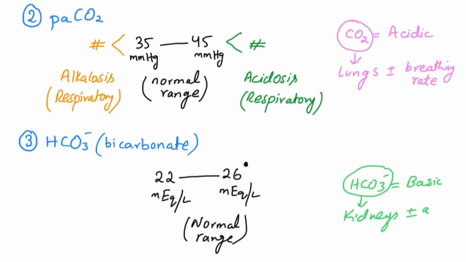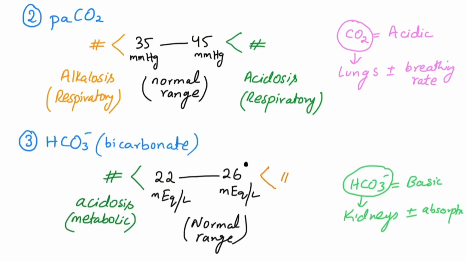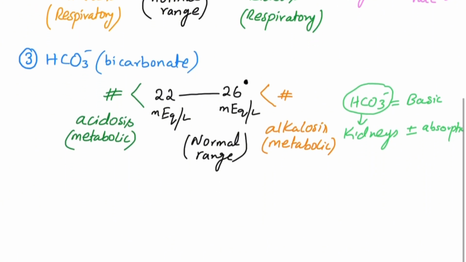So as we know, bicarbonates are basically basic and they are absorbed or excreted by the kidney as per the body's need. So if this basic component is less in the body, it means it is more acidotic. So that would be metabolic acidosis. But if this basic component is more, then it will be alkalosis. And because it is a metabolic component, we will call it metabolic alkalosis.